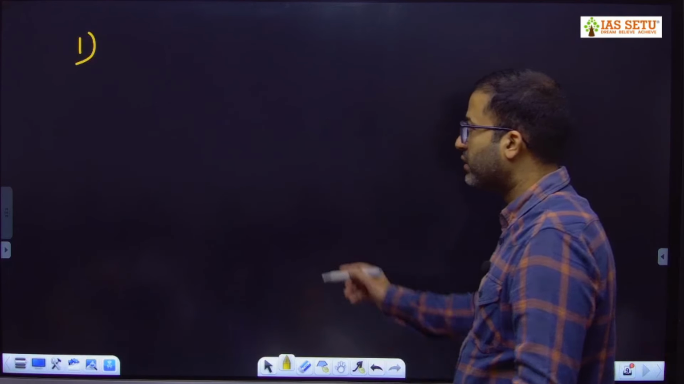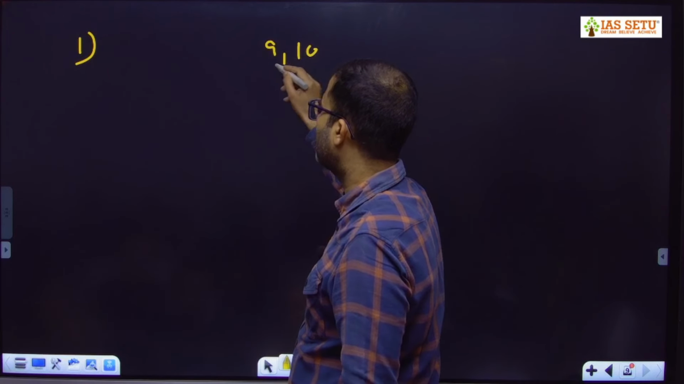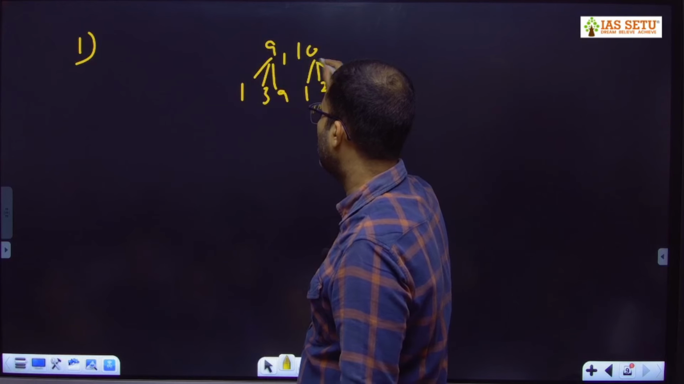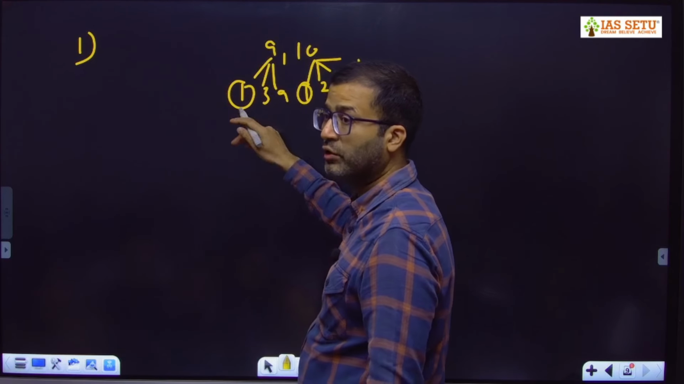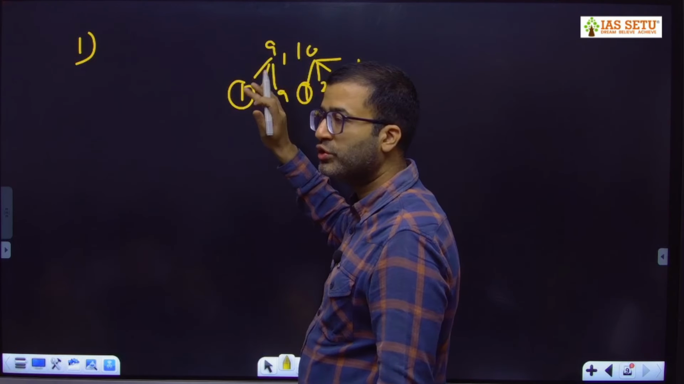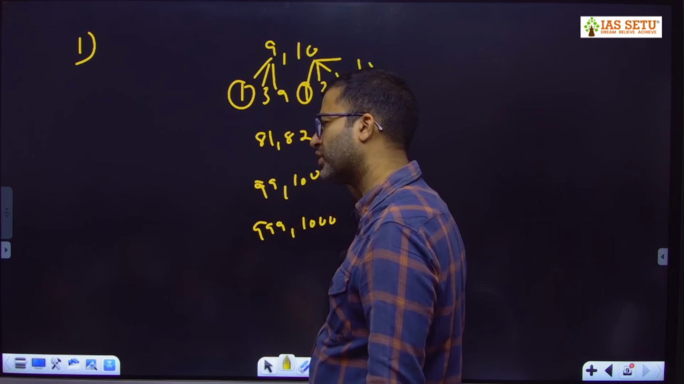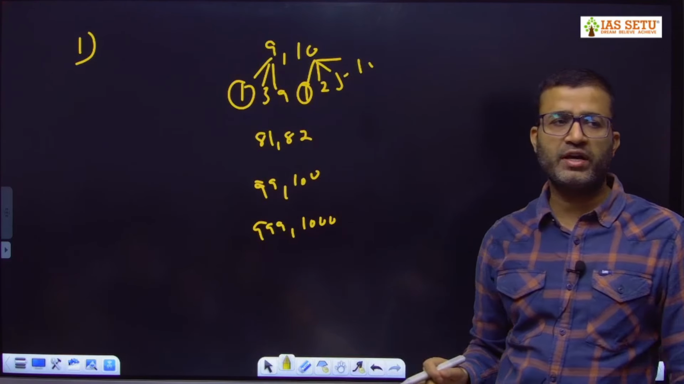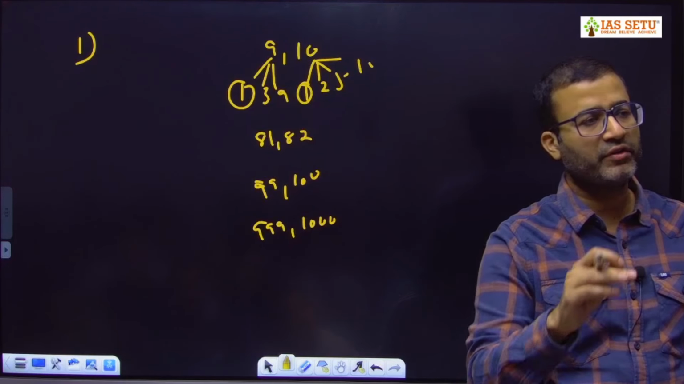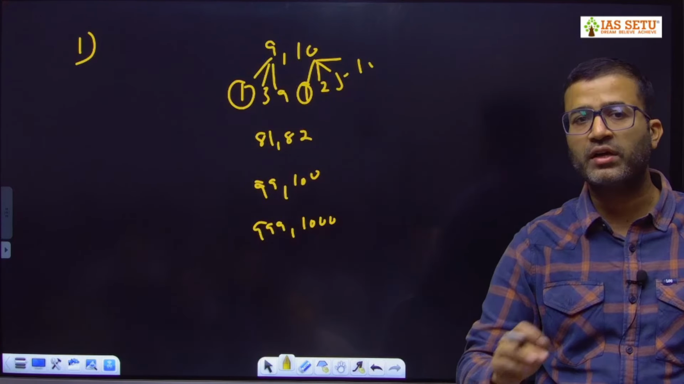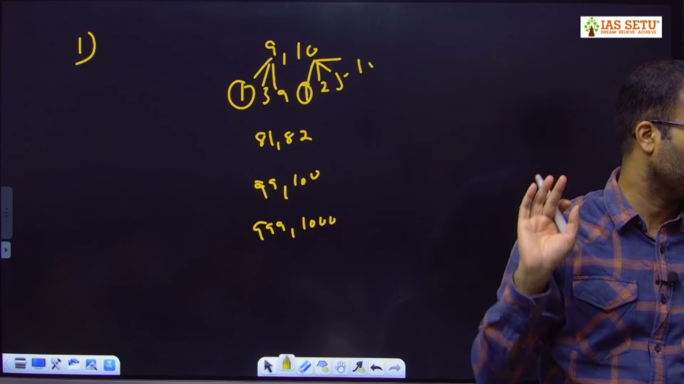Any two like 9 and 10. What are the factor of 9? 1 3 9. What are the factor of 10? 1, 2, 5, 10. Common factor only 1. Check any two consecutive. 81, 82 you can check at your home. 99 and 100 you can check. 999 and 1000 you can check. 1000, 1001 you can check. Any two consecutive natural number, we have common factor only 1. So two consecutive natural number are always co-prime to each other.